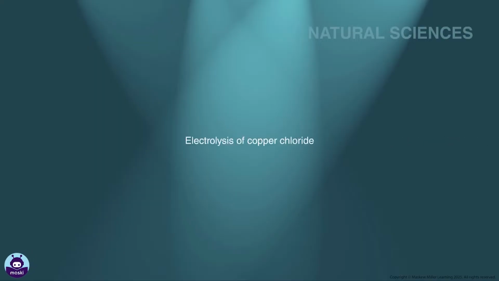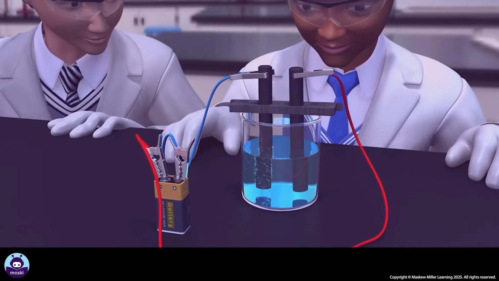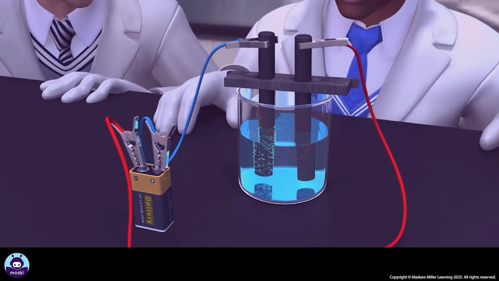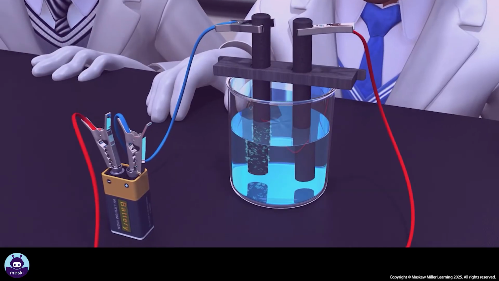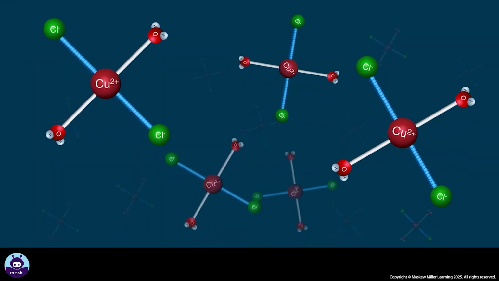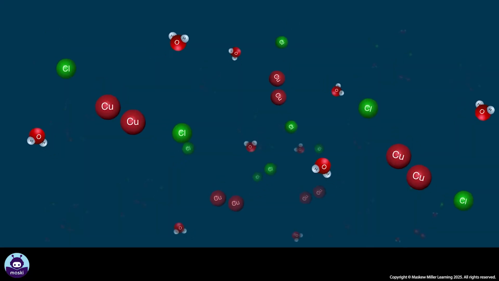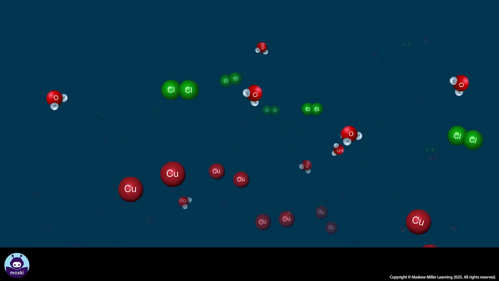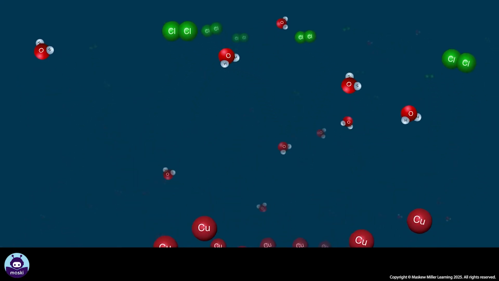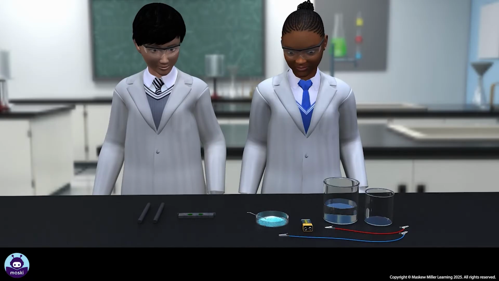Electrolysis of copper chloride. An electric current can cause a chemical reaction in a solution. This process is called electrolysis. Electrolysis is a process where an electric current is used to break down an ionic compound into simpler substances. We can demonstrate this in a lab.